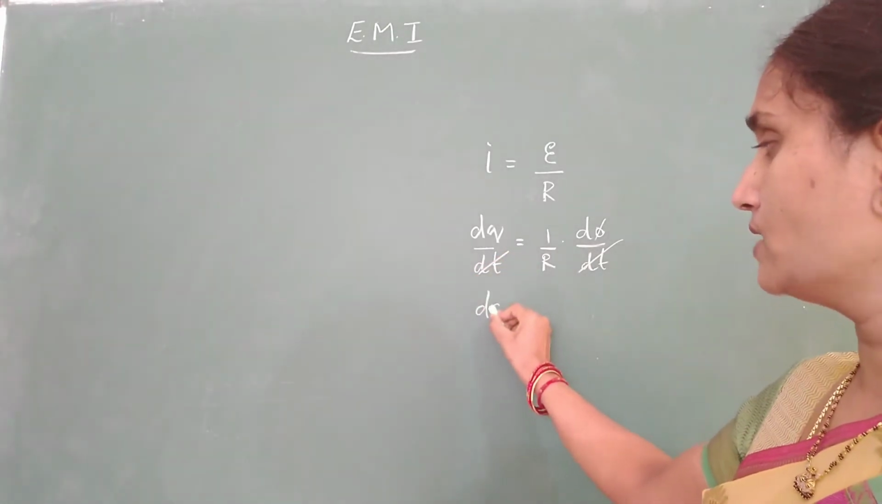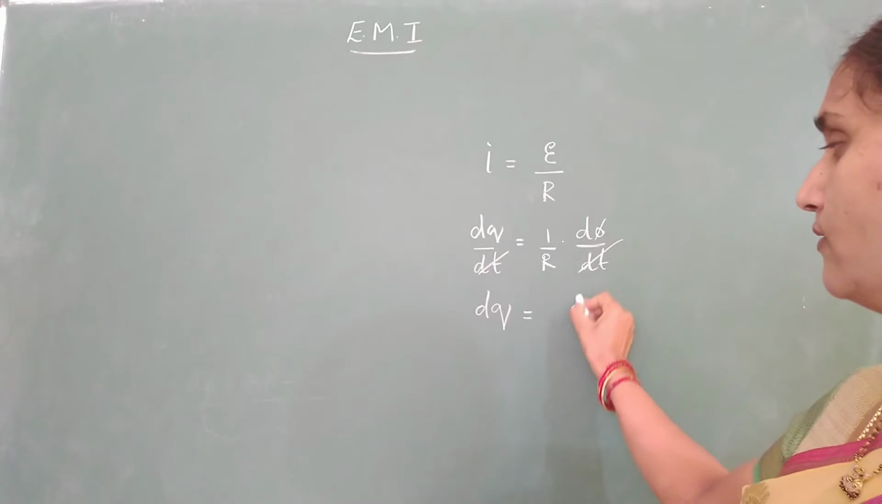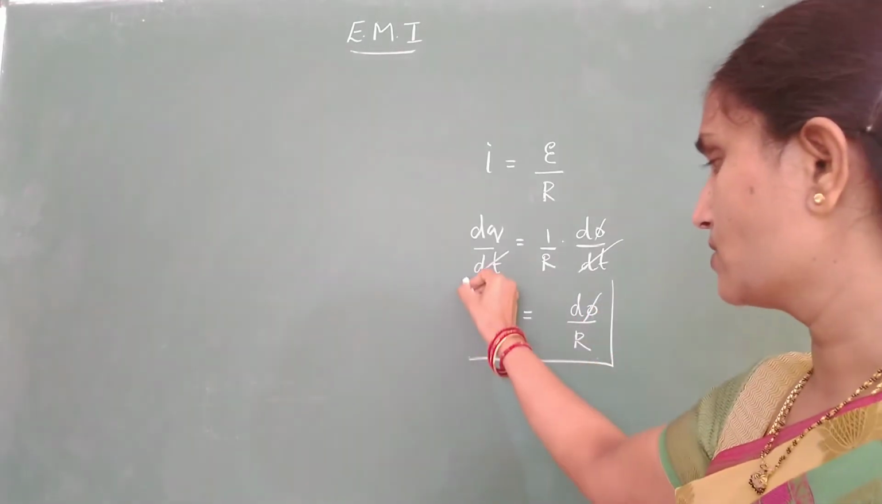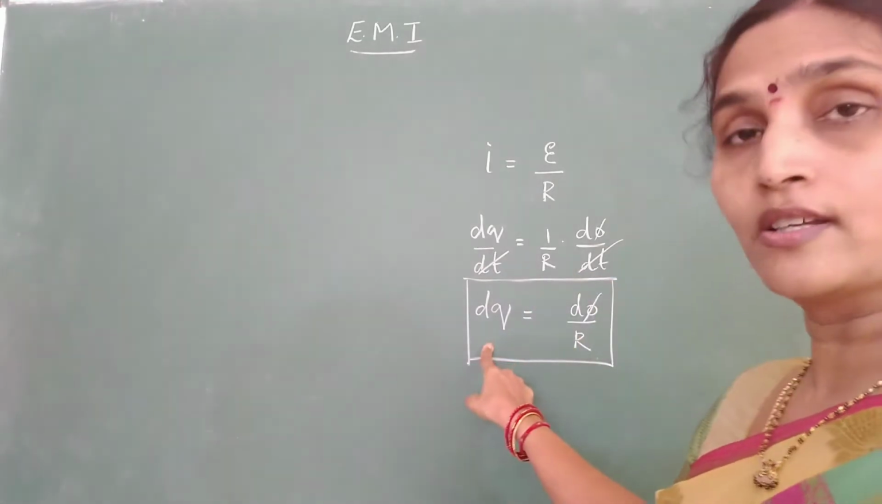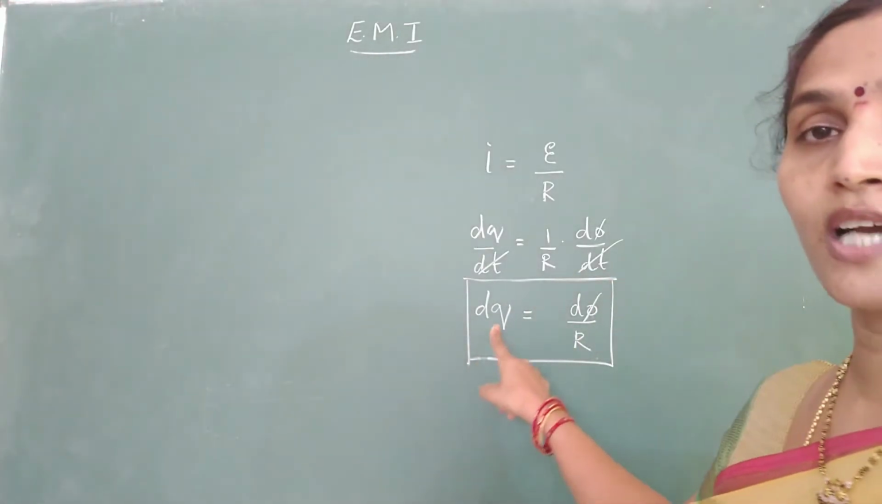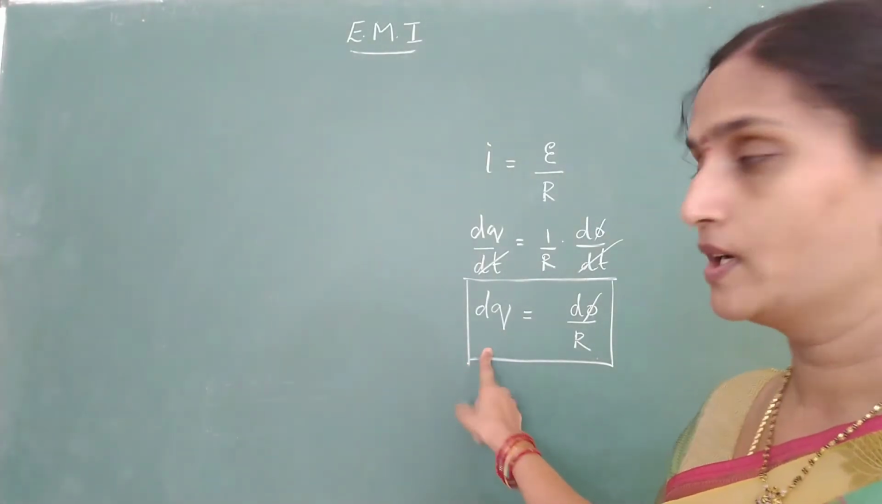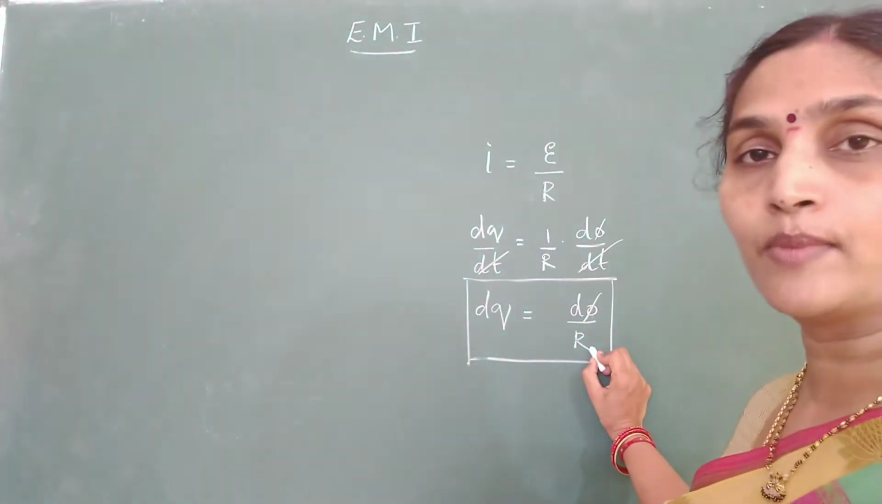So the amount of charge flowing through the loop will be equal to change in flux divided by the resistance. So remember this formula when the question is about the transfer of charge or amount of charge flowing in the circular loop or the given loop. Is it equal to d phi divided by capital R?